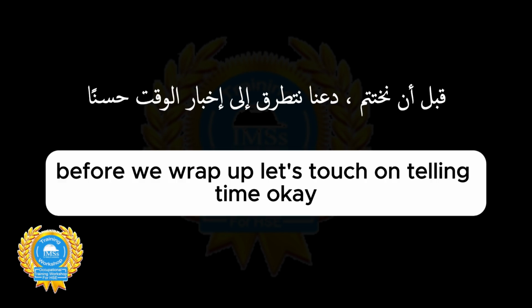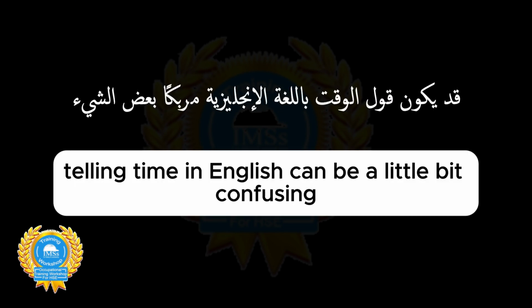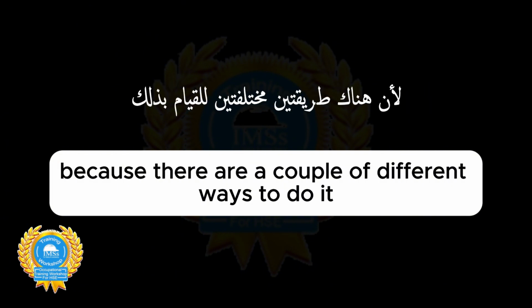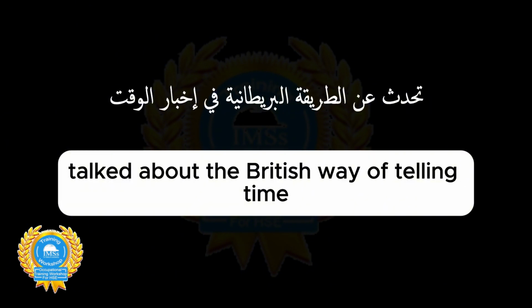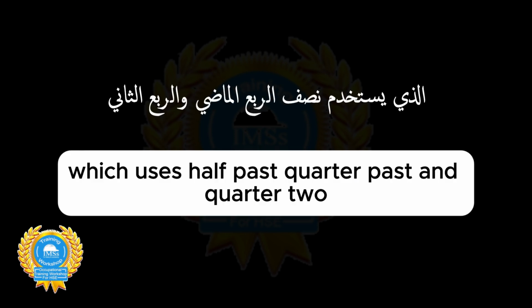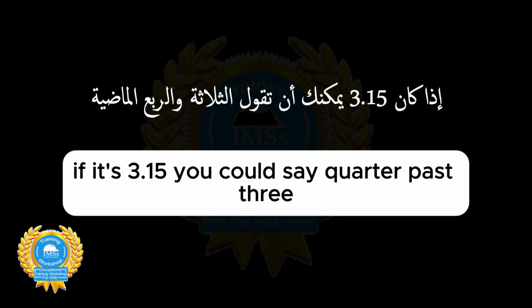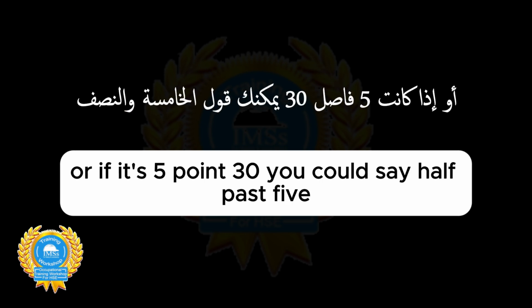Okay. Now, before we wrap up, let's touch on telling time. Okay, so telling time in English can be a little bit confusing because there are a couple of different ways to do it. Right. Your notes talked about the British way of telling time, which uses half past, quarter past, and quarter to. Yeah. So, for example, if it's 3:15, you could say quarter past three. Or if it's 5:30, you could say half past five.